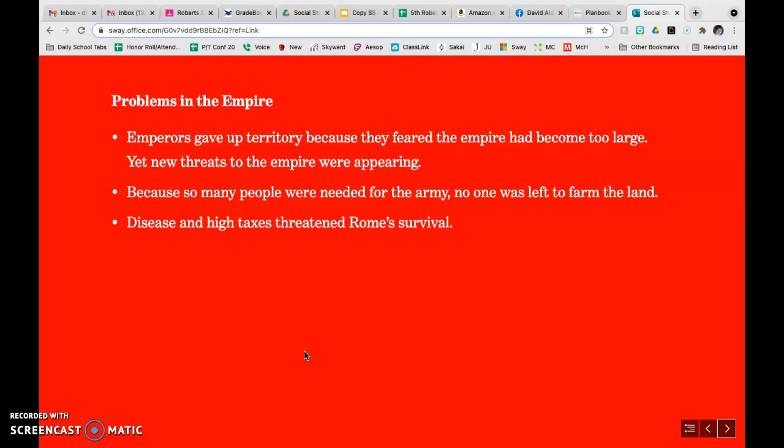they have too many people to feed. They have too much land that they need to oversee to keep protected. So now they don't have as many farmers and they can't feed their people. So disease and high taxes threatened Rome's survival.